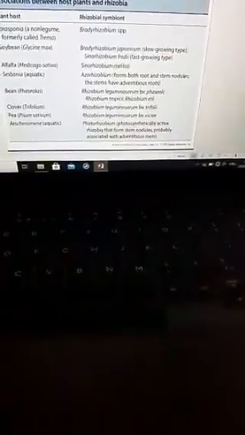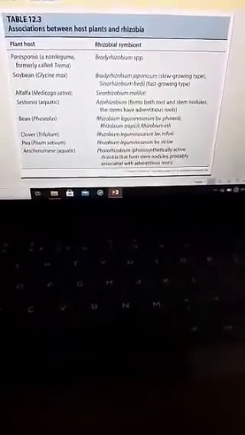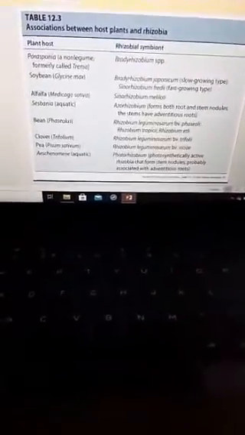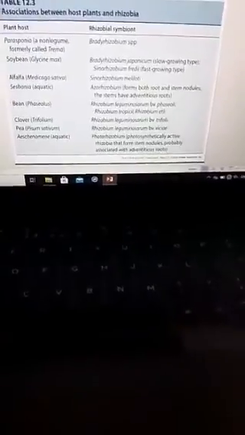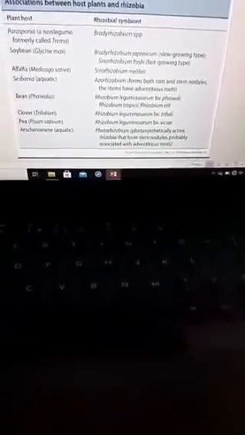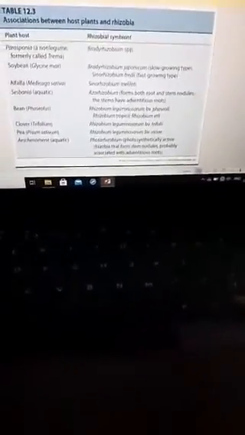So I'm going to skip this slide. It is the same as the previous one, just showing which host plant is infected by which strain of rhizobium or bradyrhizobium. These are just examples that you can look at.